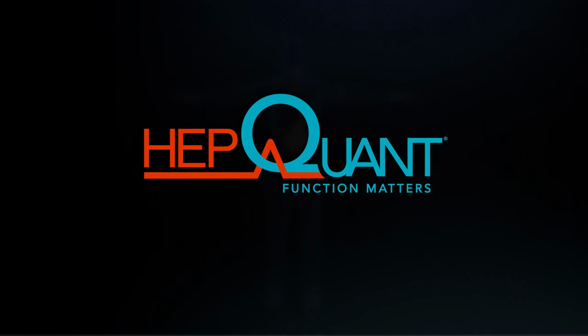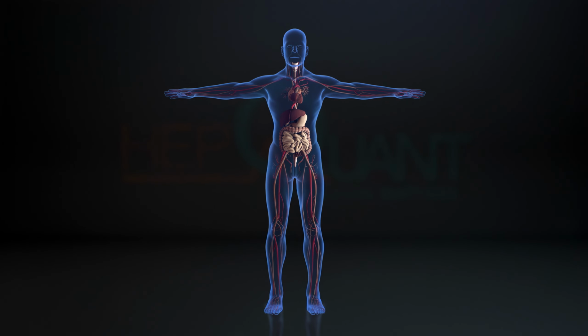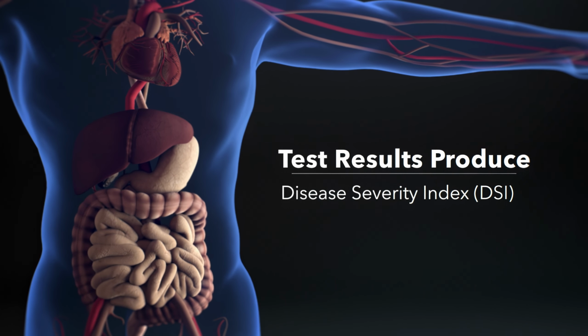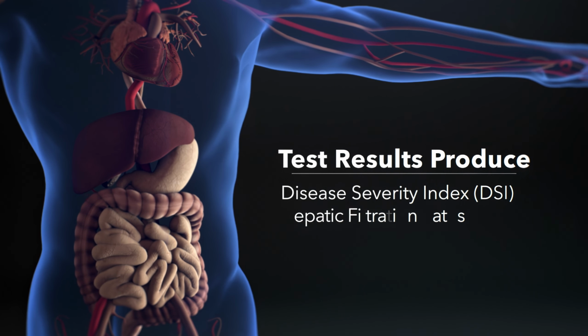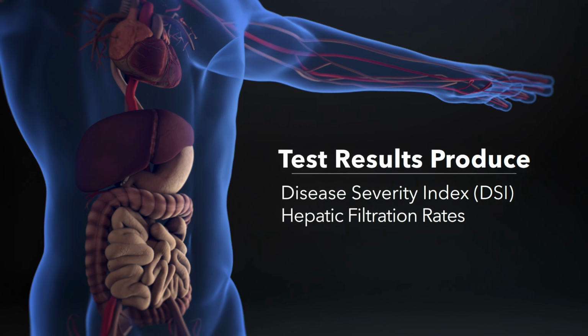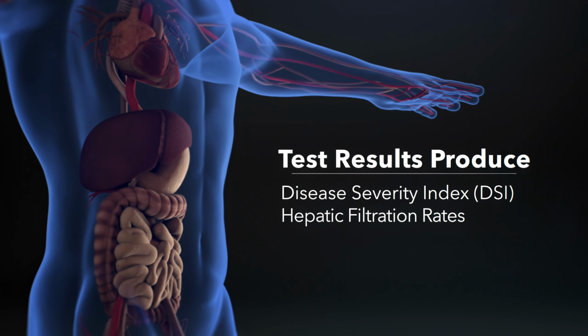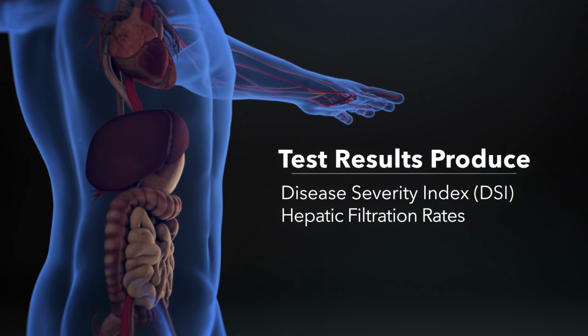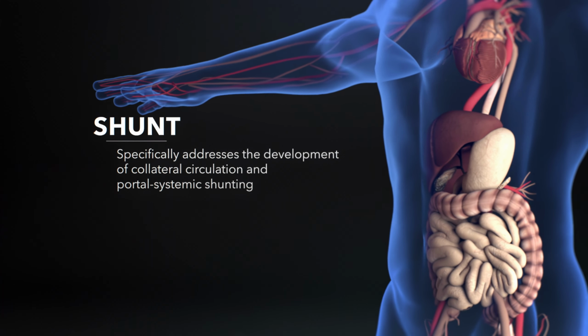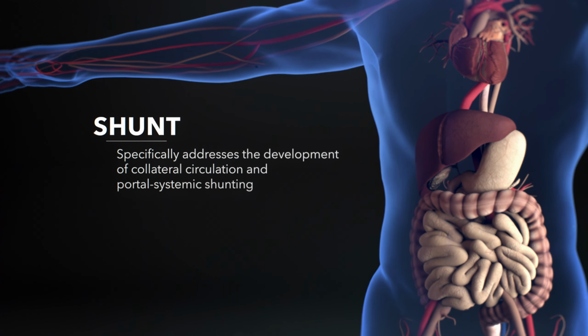The HepQuant SHUNT test is designed to assess the totality of liver function. The test results produce a Disease Severity Index, or DSI, hepatic filtration rates, and SHUNT. DSI and hepatic filtration rates are measurements of global liver function and physiology. SHUNT specifically addresses the development of collateral circulation and portal systemic shunting.